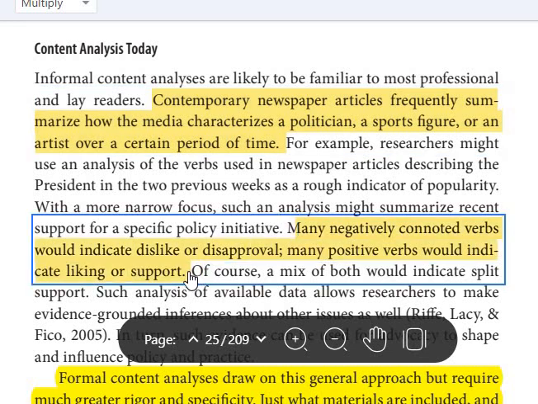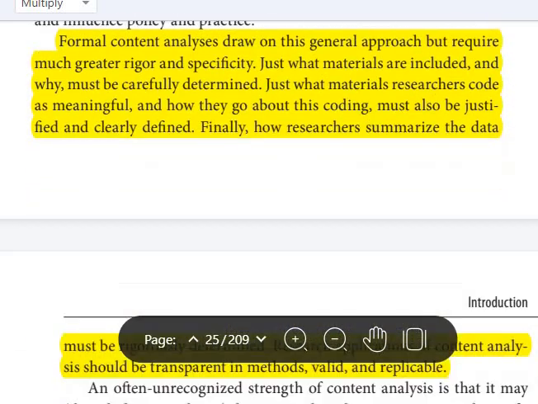So the actual challenge here in content analysis is the identification of code lists. Okay, whenever we have sufficient code lists, there's no problem. Your content analysis will be so good. Here it says that formal content analyses draw on this general approach but require much greater rigor and specificity. Here, the first one, as we said now, which is the informal content analysis, you can find it in many journals, in many magazines, for the sport figure, for any artist.